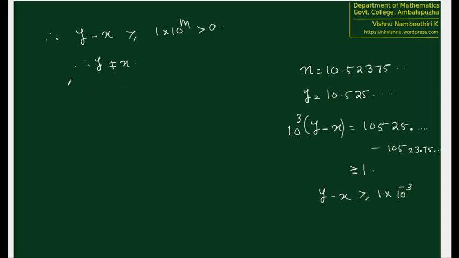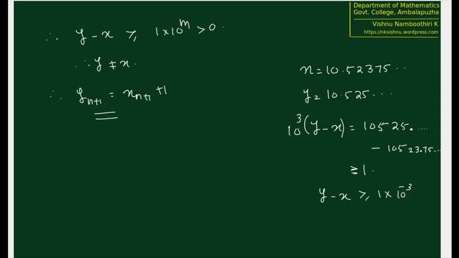So this is not possible because y will not be equal to x. Therefore y_{n+1} must be equal to x_{n+1} plus 1. This is the first observation we have.